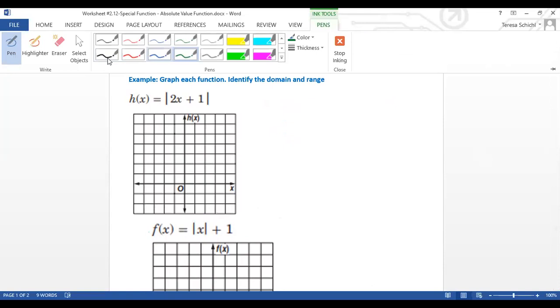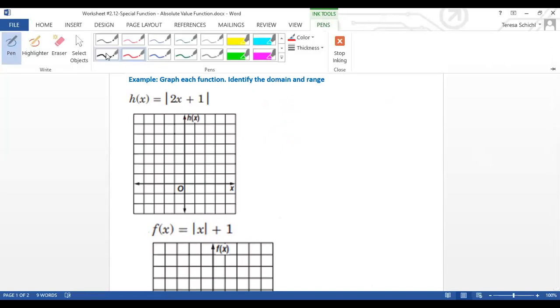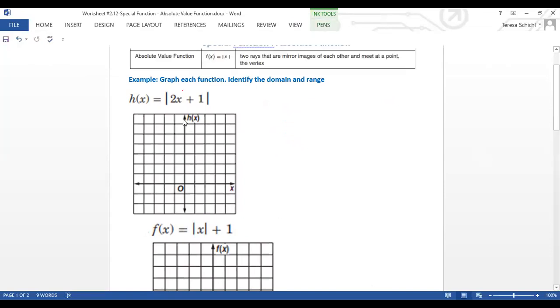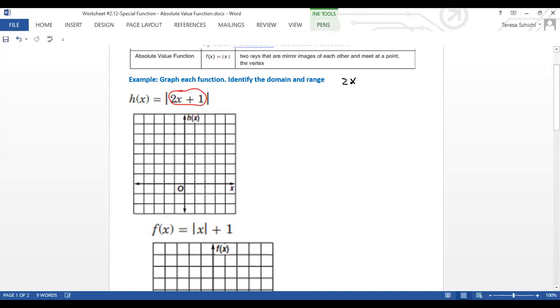So remember, the key here is to find the corner point of the V, right? So what I need to do to get the corner point of the V is let the inside equal 0, correct? So I will say 2x plus 1 equals 0. You minus 1, minus 1, so you will have 2x equal to negative 1. Then you divide by 2, divide by 2. So you will get what here? x equal to what? Negative 1/2.